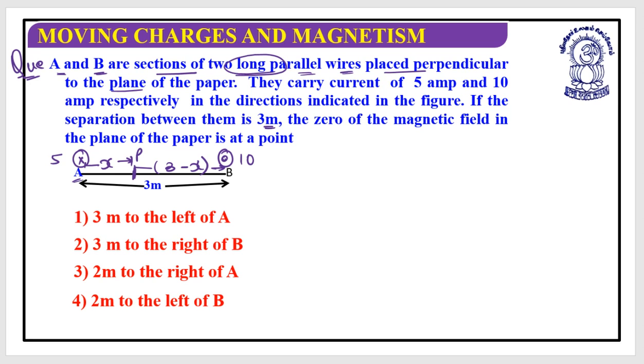So at point A, B1 could be written as mu naught I divided by 2 pi x. This is equal to mu naught multiplied by a current of 5 ampere divided by 2 pi x. And if from the wire A current is moving in this direction, use the right hand palm rule.